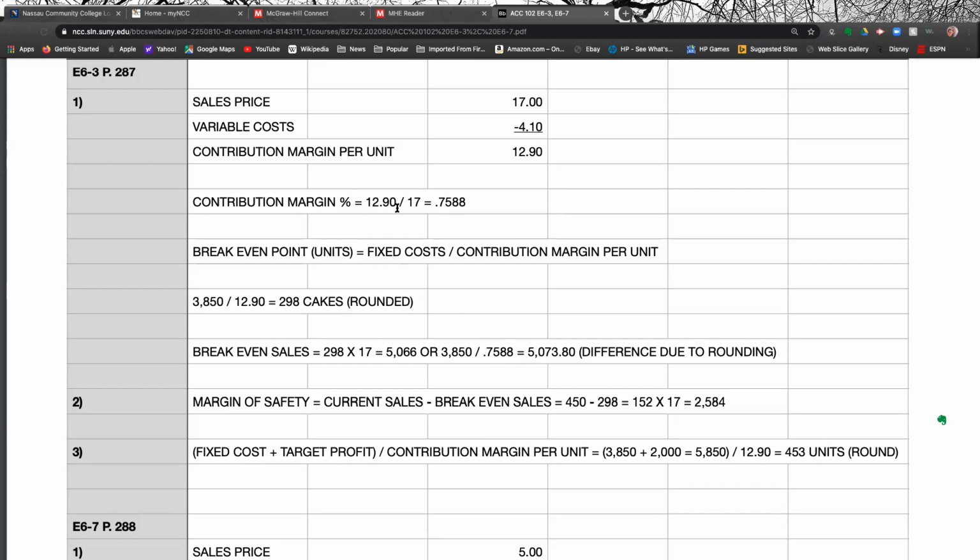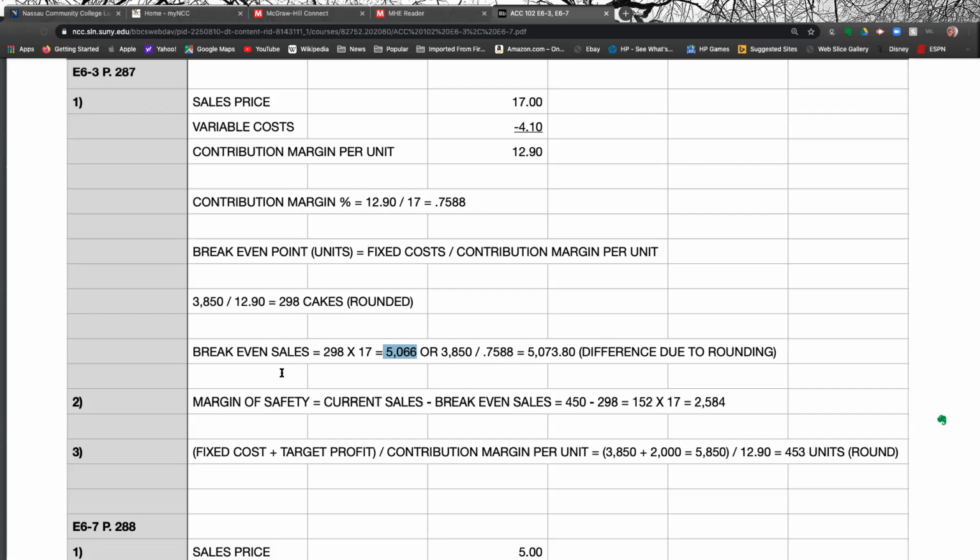So here, if I take the $12.90 contribution margin and divide it by the selling price, it comes out to 0.7588. And if I take the fixed cost and divide it by 0.7588, I get $5,073.80, right? It's not quite the same answer as I got here, and the difference is due to rounding. All right, so just be aware of that. In terms of doing the problem on Connect, I think I would be inclined to do it this way, right? You don't want weird answers in Connect because it'll mark it wrong.